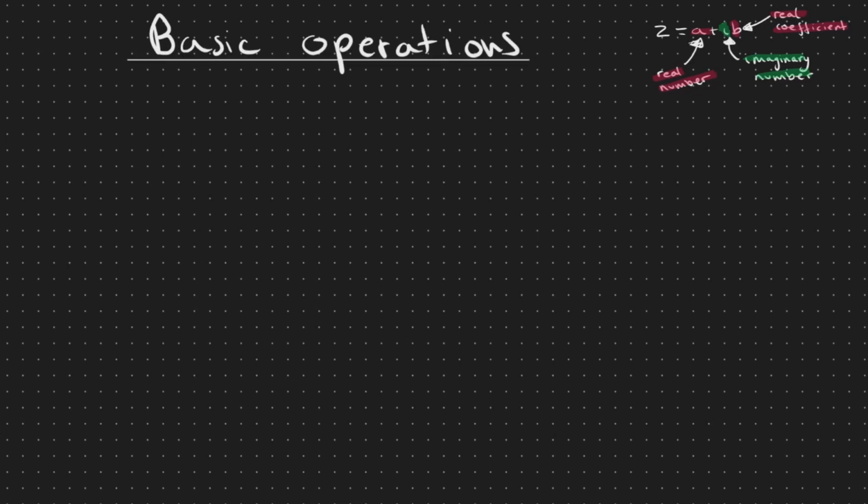So we'll start with addition and subtraction. This is the simplest operation because all we do is combine the real parts with each other and the imaginary parts with each other. So if we have two complex numbers, say z1, complex number 1, is equal to a plus ib, and say z2 is equal to c plus id.